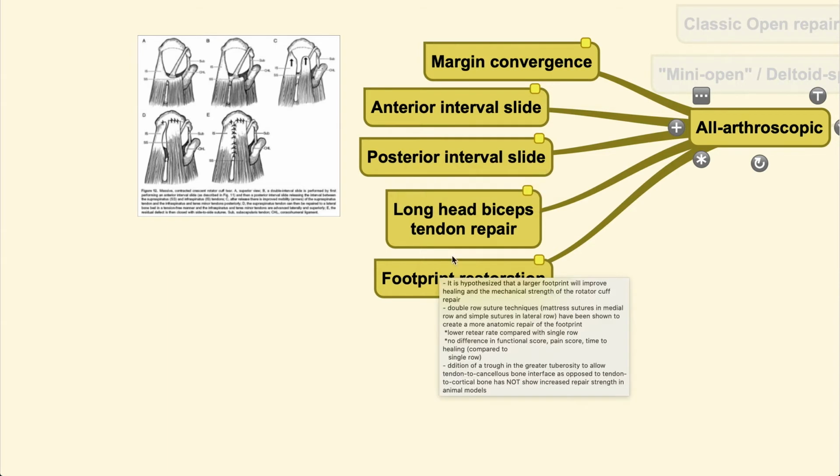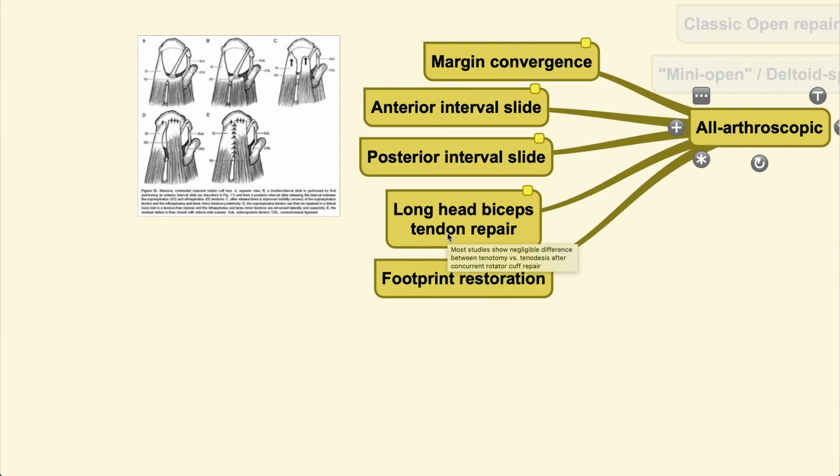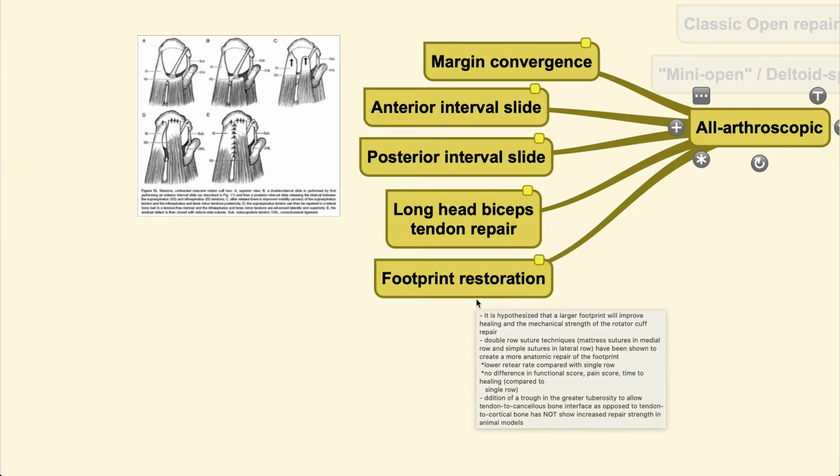These increase the mobility. You could also do a concomitant long head biceps tendon procedure, because most studies have shown that there is negligible difference between tenotomy versus tenodesis after concurrent rotator cuff repair. Another thing to do is the footprint restoration. It is already hypothesized that a larger footprint will improve healing and the mechanical strength of the rotator cuff repair.